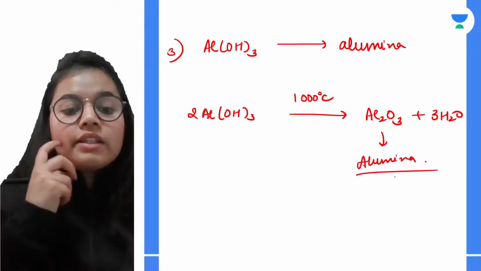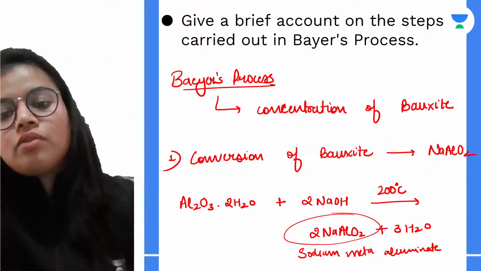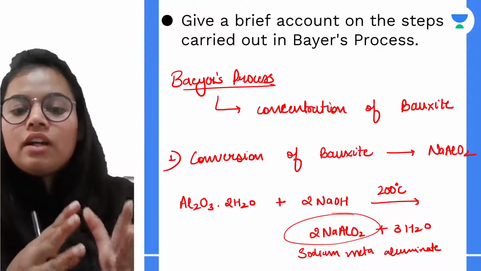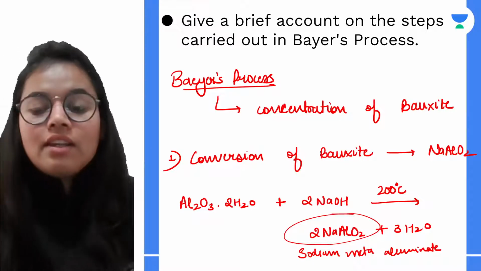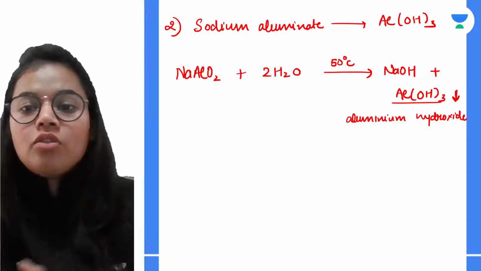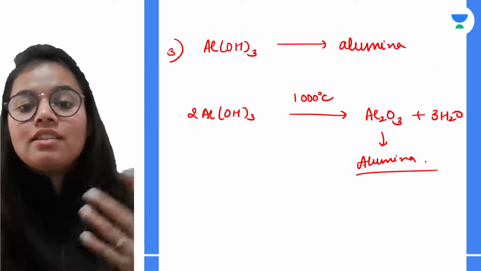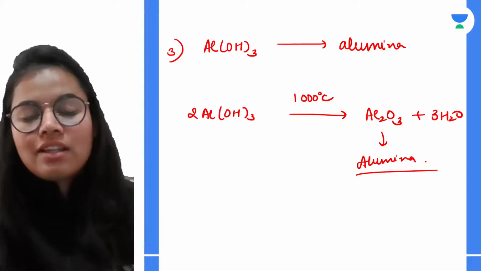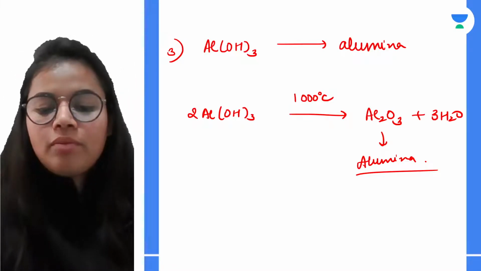So basically it is a 3-step process. Just remember what we are doing in the processes. First we are converting the bauxite into sodium meta-aluminate. Then we are converting the sodium meta-aluminate to aluminium hydroxide precipitate, and at the last this precipitate is heated, ignited to have the pure alumina out of it. Hope that is clear.